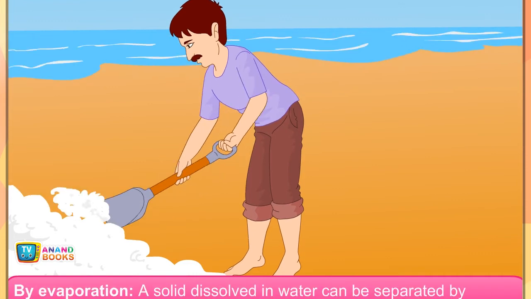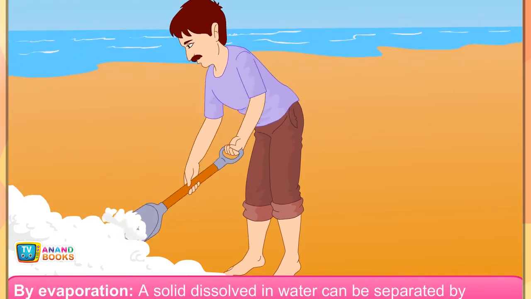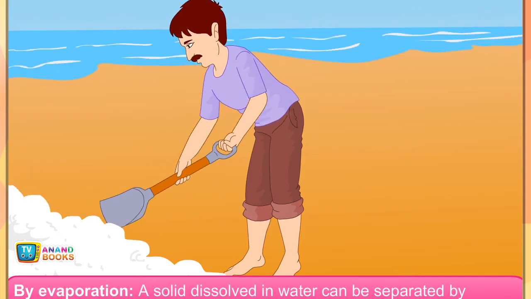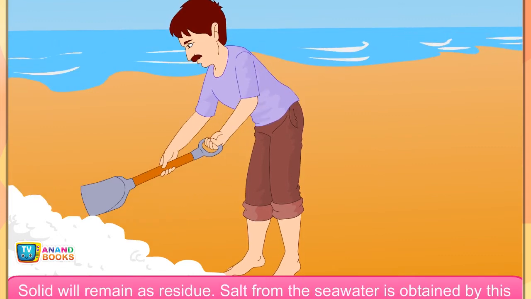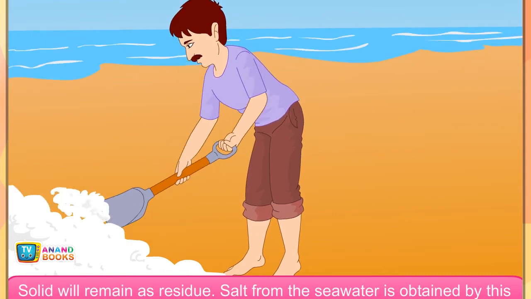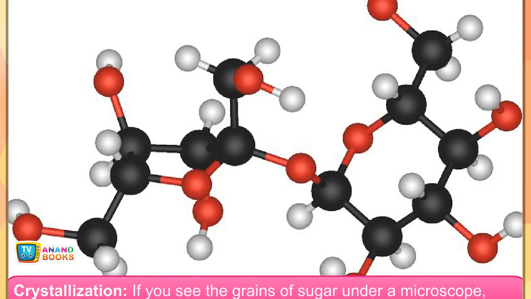Separating a solid from a solution. By evaporation, a solid dissolved in water can be separated by evaporating the water. Solid will remain as residue. Salt from the seawater is obtained by this method.